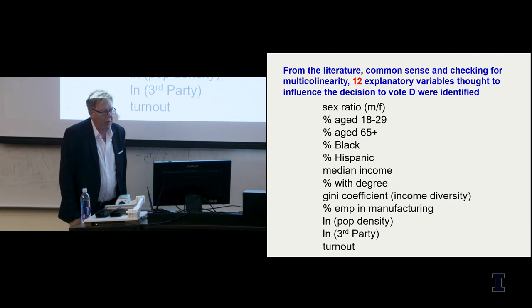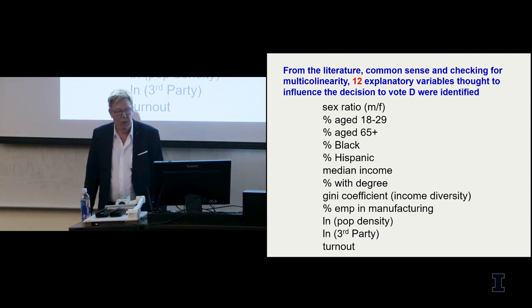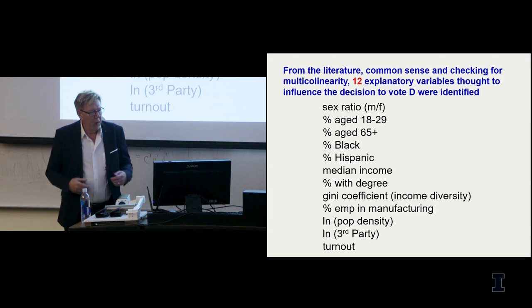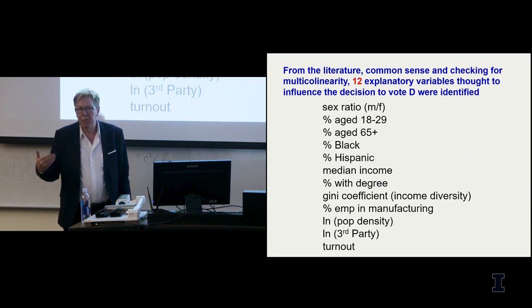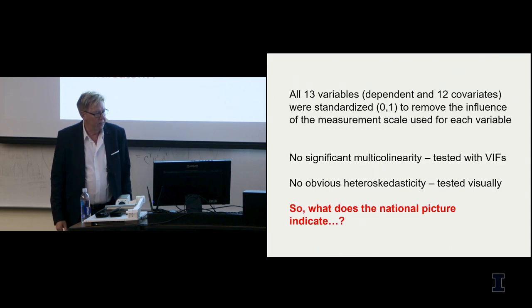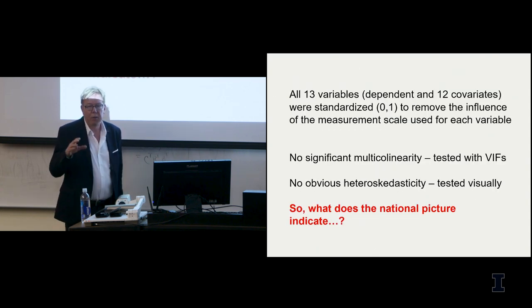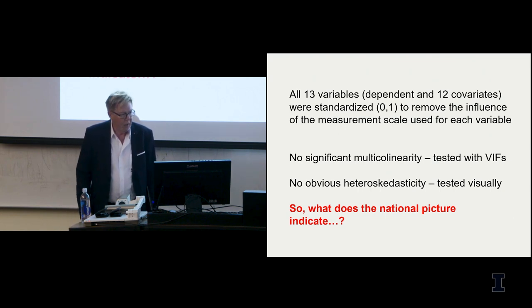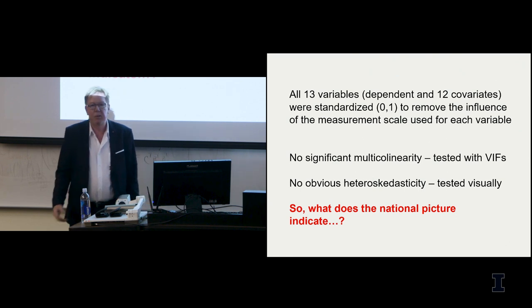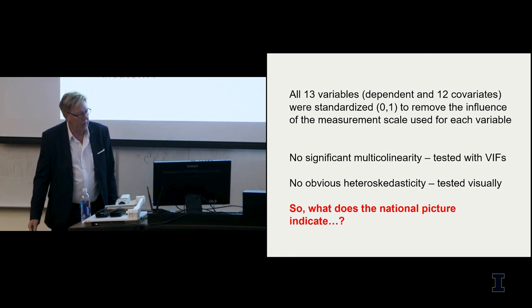So these are 12 explanatory variables which seem to cover most of what people talk about in the literature in terms of determining voting in the presidential election. All 13 of the variables, the 12 covariates and the dependent variable, are standardized. There's no significant multicollinearity in this data set, and there's no obvious heteroscedasticity in the global results.